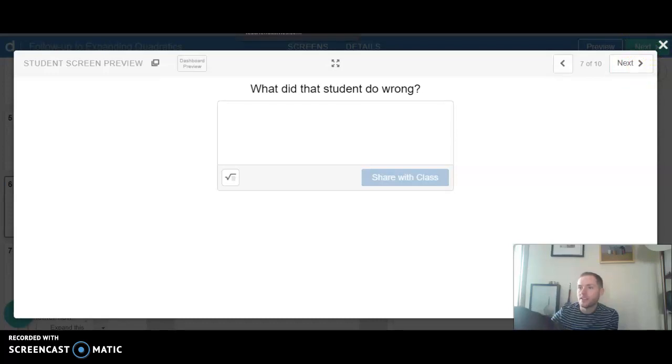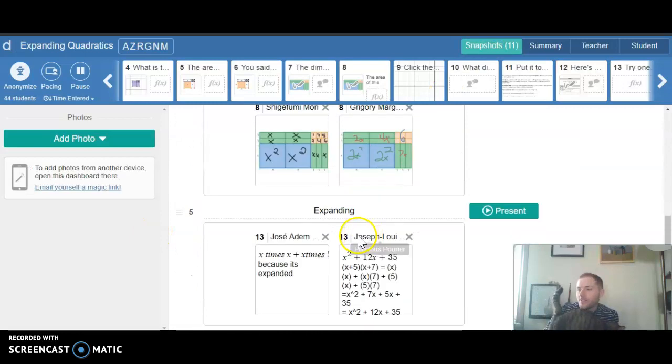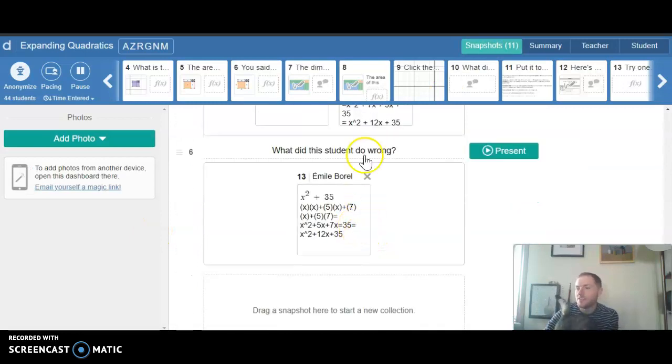Okay, so in your activity, the next question that it asks is, what did this student do wrong? And I will show you this student. This is our cat Dipper, by the way. He came to help me teach.